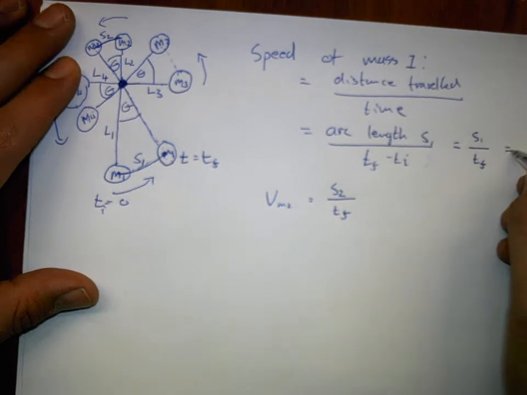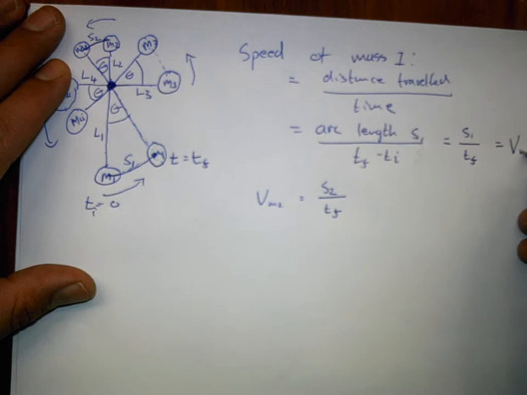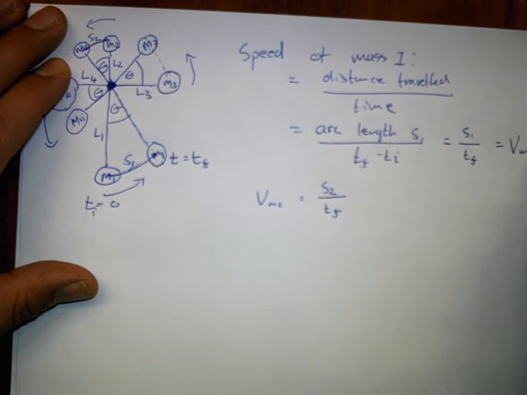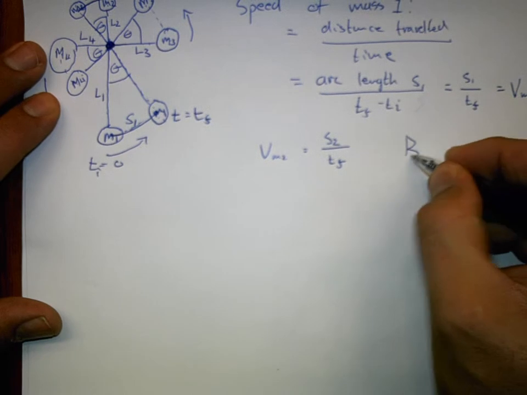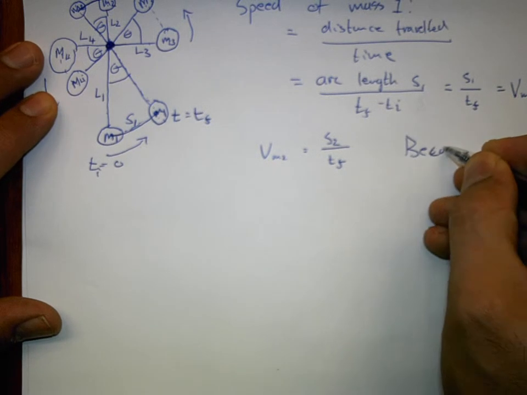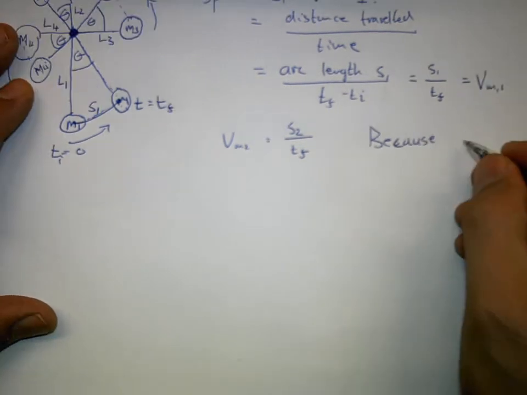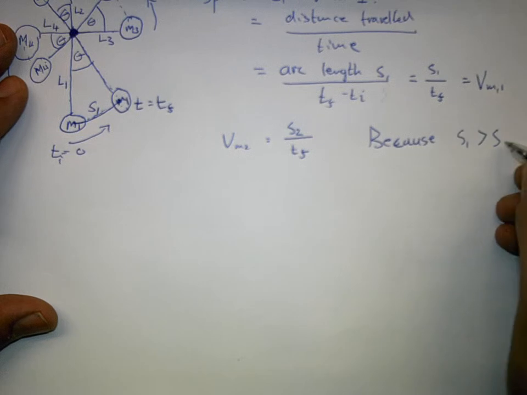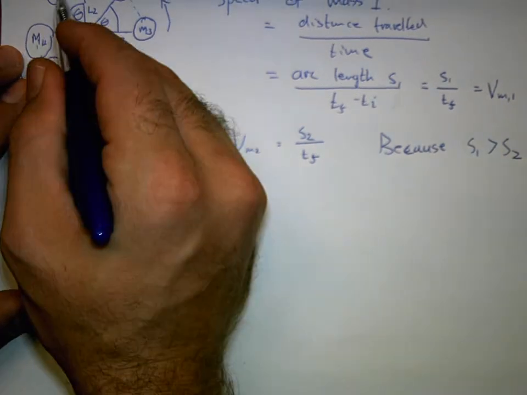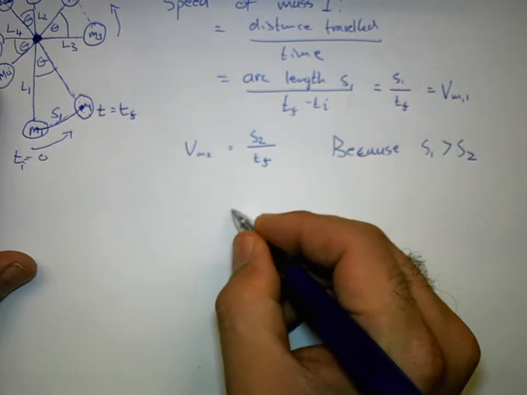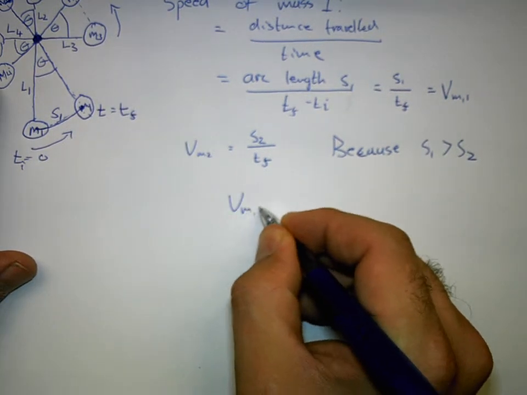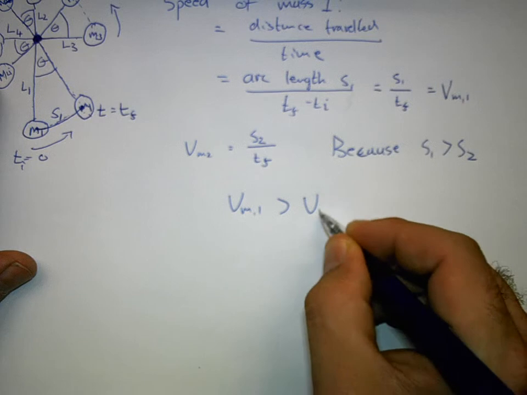So just to be consistent, let's give this speed 1. And from this, because S1 is larger than S2, so that arc is larger than that piece of arc, we have that the speed of mass 1 is greater than the speed of mass 2.